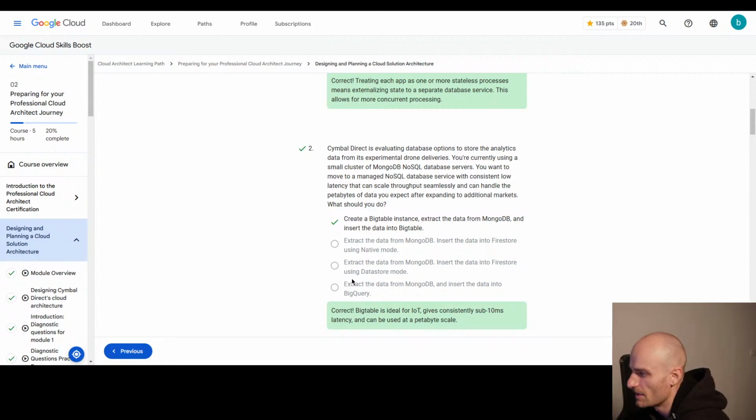Symbol Direct is evaluating database options to store the analytics data from experimental drone deliveries. Currently using MongoDB NoSQL, you want to move to a managed NoSQL database. You want consistent, low latency and to scale throughput seamlessly, petabytes, and so on. Create a Bigtable, yeah. Firestore is not a fit. BigQuery is not a database.